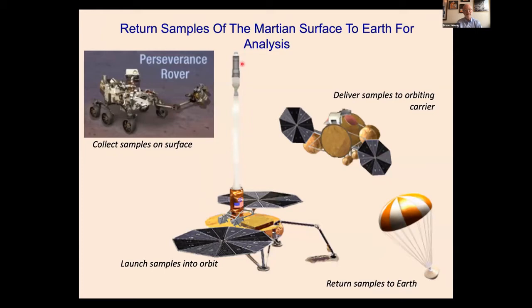And that rover will have a rocket, a MAV, a Mars Ascent Vehicle that will take them to orbit. They'll be collected by an orbiter and then brought back to Earth. On Earth, we can really study these in detail and get a real sense of whether there could have been life on the planet.